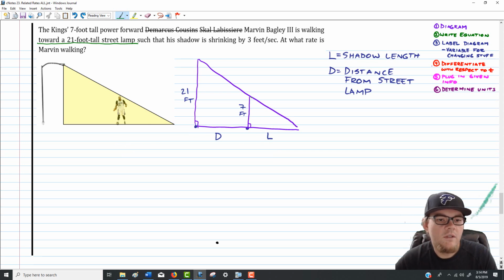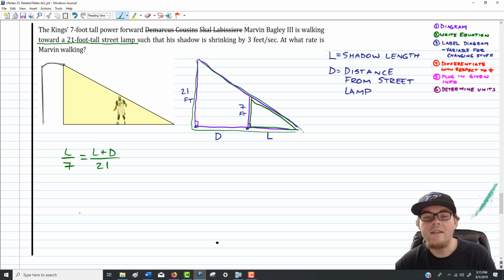For instance, using the small triangle first, I could do a ratio of the length of the shadow to the height of the Bagley. That ratio has to be equivalent to the proportional ratio between the full triangle. And the full triangle has L plus D as its base and 21 as its height. So right there we get our equation.